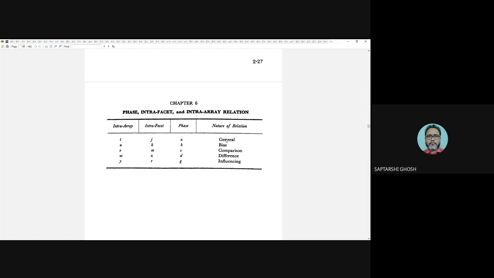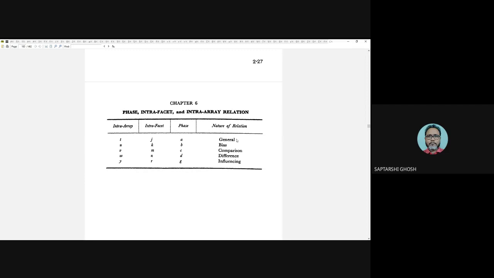Now, what are the relationships? Forget about phase relation. Think of this: general, bias, comparison, difference, and influencing. Let me take an example. Take two fellows, suppose Vikram and Avinasha. Suppose they have a general relationship. Vikram lives in his place and Avinasha lives in his. They do not have that much of hi and hello between them, but whenever they see each other, they just smile, or ask one another, how is the preparation? So this is a kind of general facilitation, nothing special.